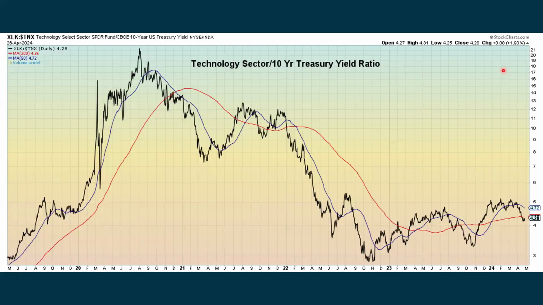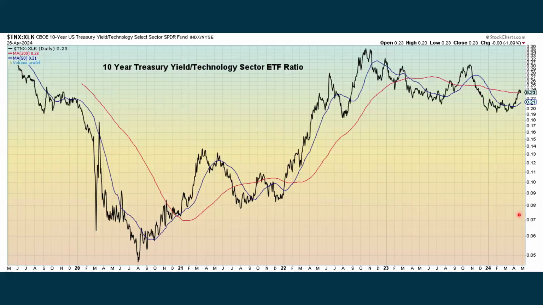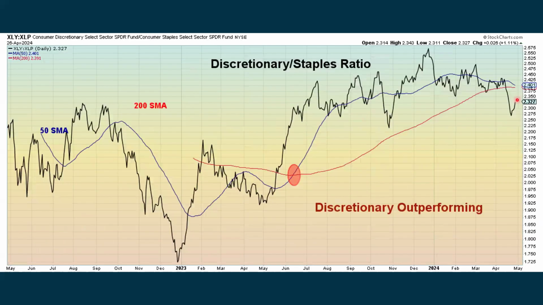We look at the tech sector and compare it with the 10-year yield, showing how the tech sector has been outperforming, but as interest rates go up, because these companies have to borrow a lot too, we did see some weakness, but we're still in a longer-term uptrend. Then here's an inverse of that same chart showing how the 10-year yield had been underperforming, but seeing some recent strength. Discretionary versus staples. This had been going up, showing discretionary is outperforming, but we are seeing some weakness.